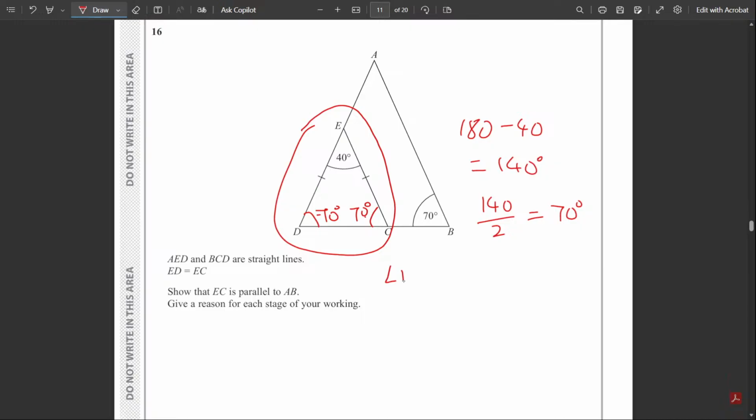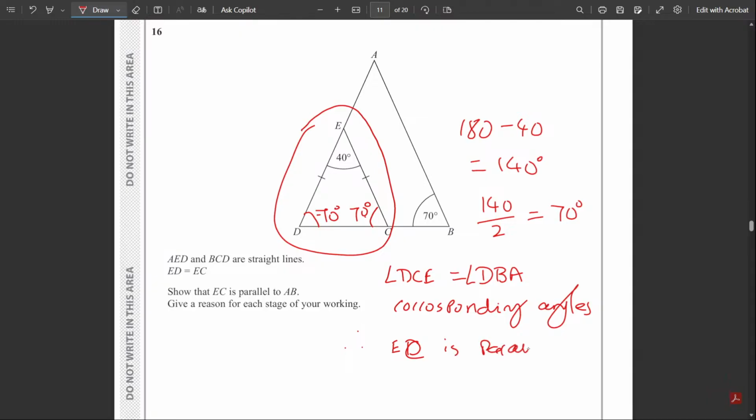So you can say angle DCE equal to angle DBA. They are corresponding angles. And therefore EC is parallel to AB.